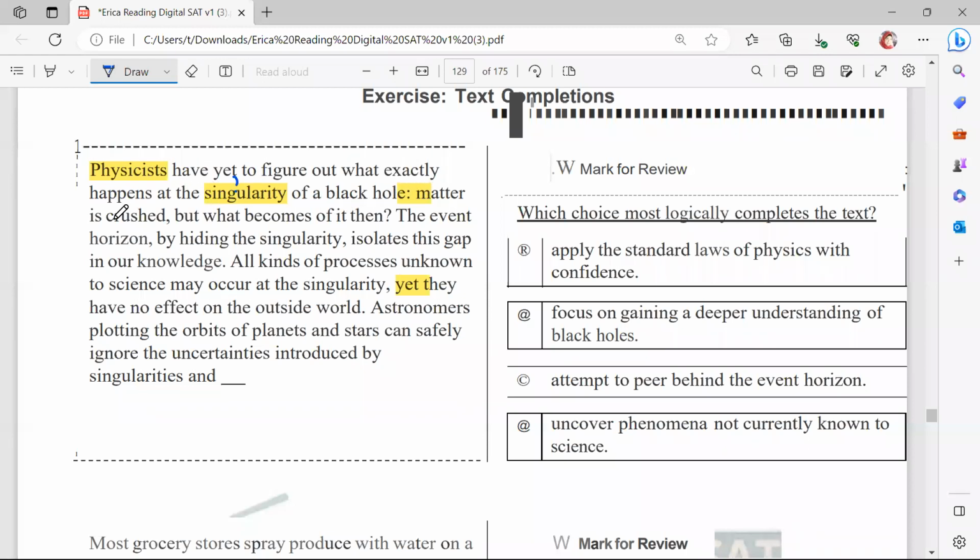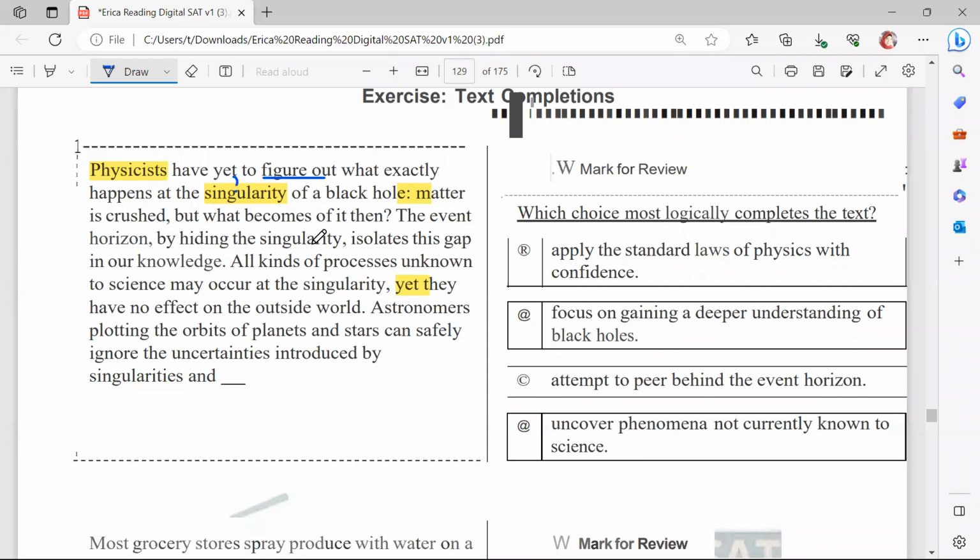Nice. Matter is crushed. Yeah, I studied that in science sessions. Matter is crushed. But what becomes of it then? After it is crushed, what becomes of it? Okay, that's what they need to figure out. That's why it's written here. The event horizon, okay, this is an event, by hiding the singularity. So this part is non-essential. Do you agree? Yes, it's set off by commas. It is set off by commas, so it's not an essential piece of information.